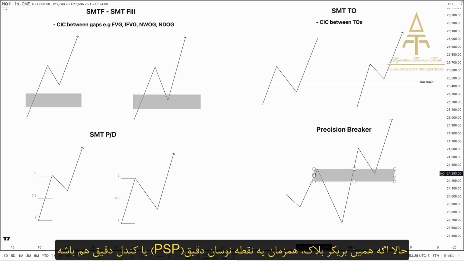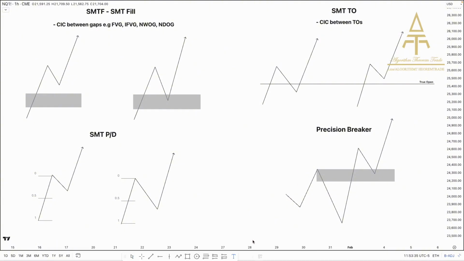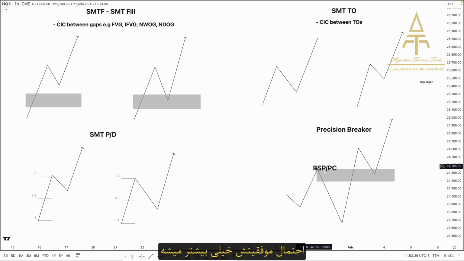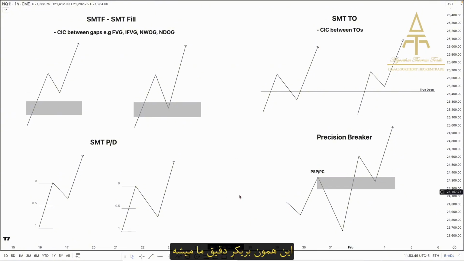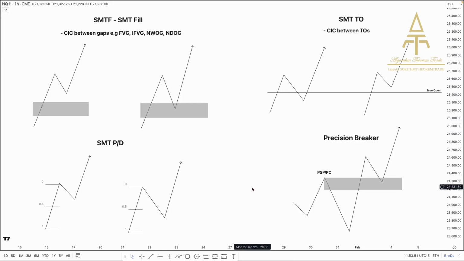When this breaker block is also a precision swing point or precision candle, it becomes even higher probability. We have an even higher probability that this breaker will hold. Okay? And this is our precision breaker.